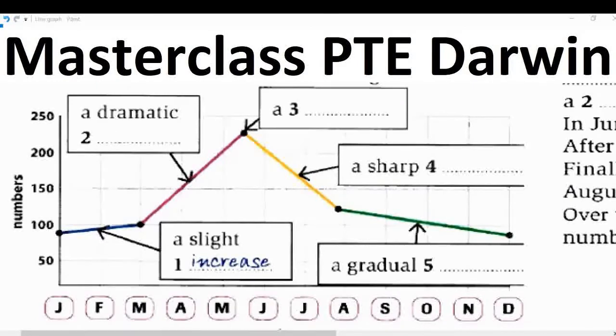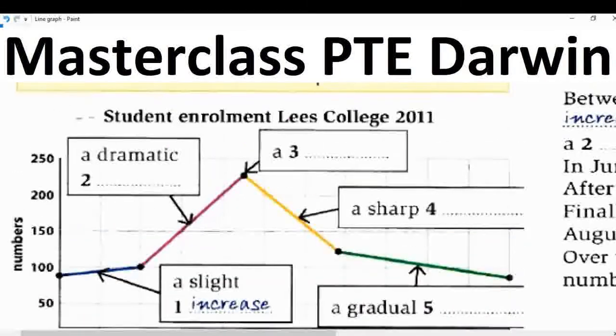So maybe we can write dramatic increase. So we can write increase. Yeah. What are the other words we can use? Rise. Okay. So write here. And this one, you see, there was a slight change. So they used a slight increase. So how about here? What happened here?